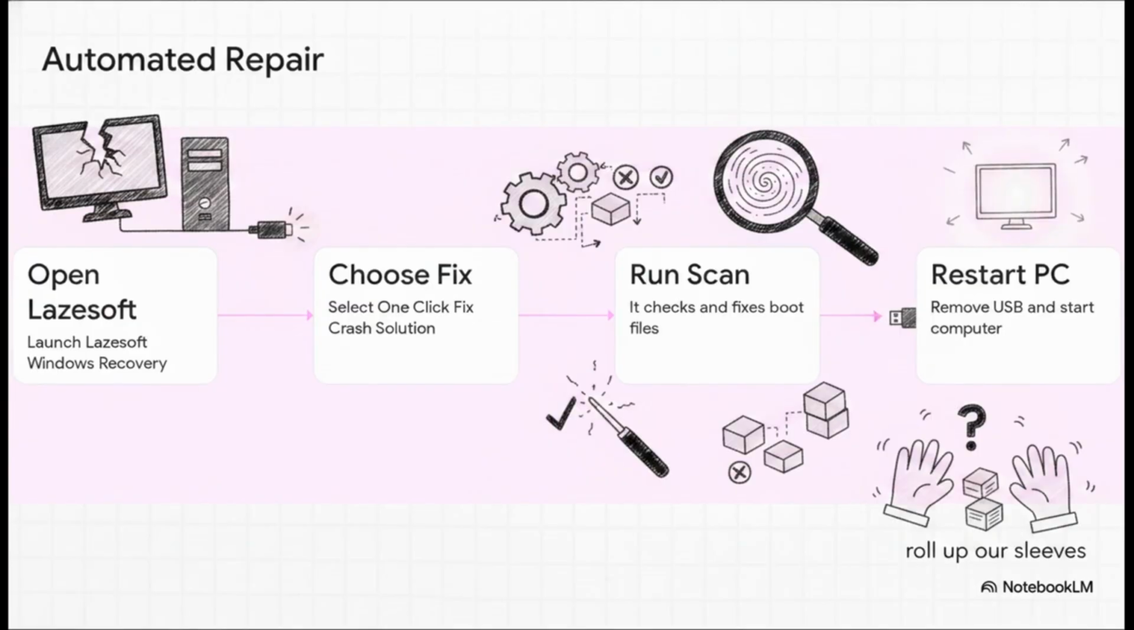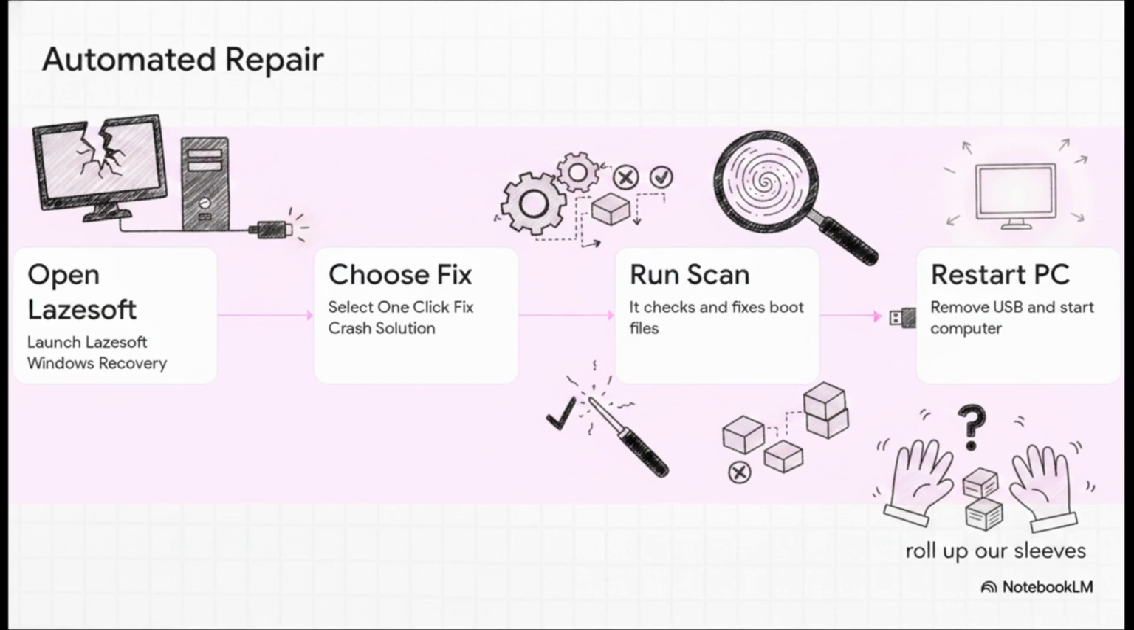Once you're sitting at the Hiren's desktop, you just open up the LazoSoft Windows Recovery tool. It automatically detects your broken Windows installation. You literally just choose the one-click fix crash solution and run it. Behind the scenes, this incredible little tool is scanning your whole system for boot-related problems, checking the boot files, validating configuration entries, and just attempting to fix the whole shebang completely automatically. When it's done, pop out the USB and restart. Honestly, a lot of the time, that's all it takes.